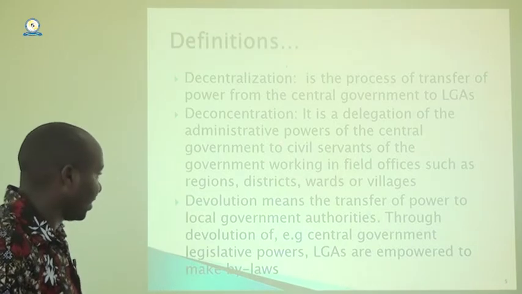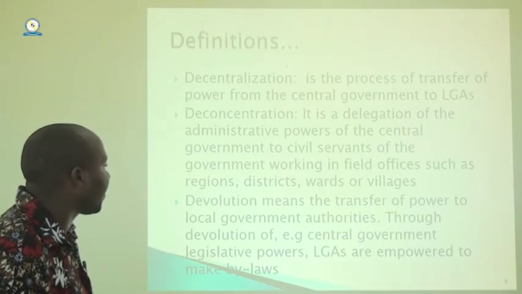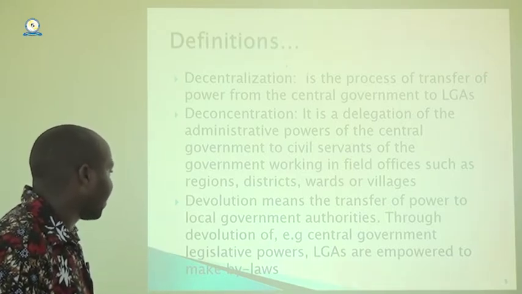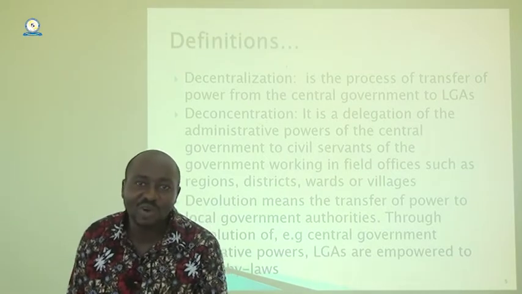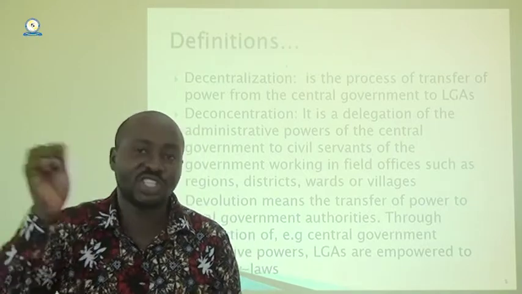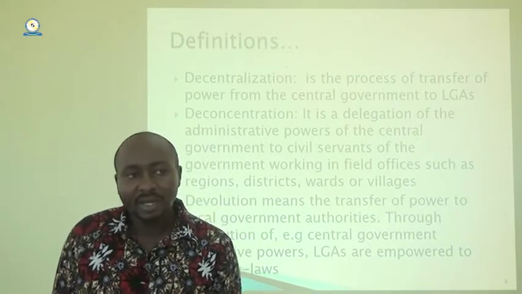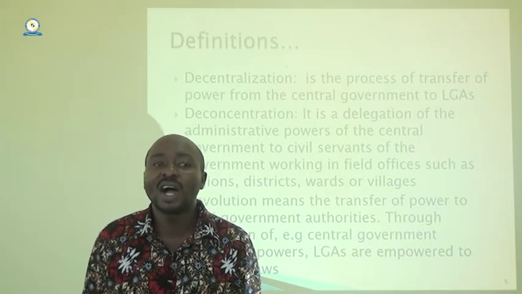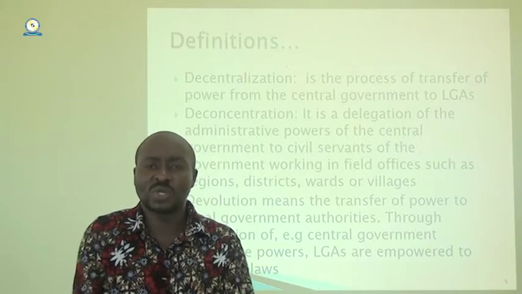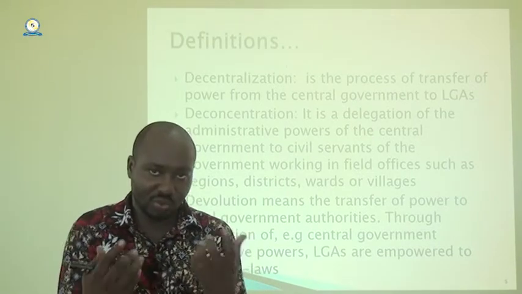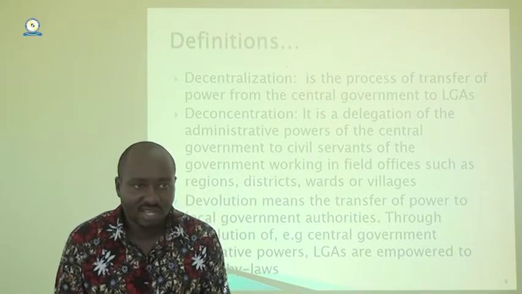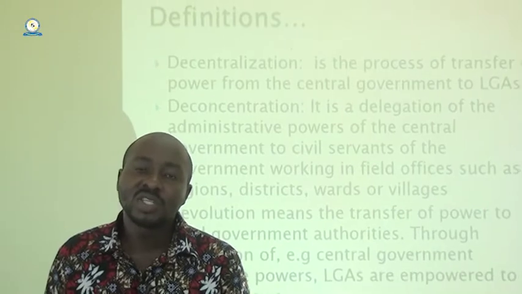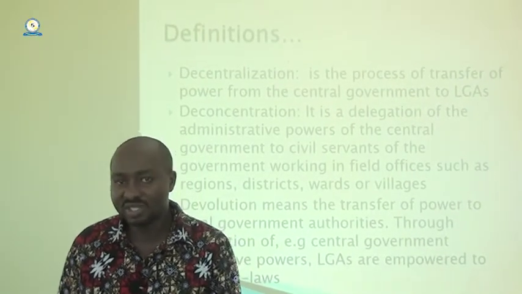However, devolution means transfer of power to local government authorities. Central government transfers legislative power, such as power to make bylaws. There is one thing which we call decentralization by devolution, D by D. When we hear such a word, decentralization by devolution, it is a transfer of all powers to local government, making local government autonomous in various issues. So it is very important to understand these words when you deal in issues pertaining to local government authorities, or when you will be reading on this course.